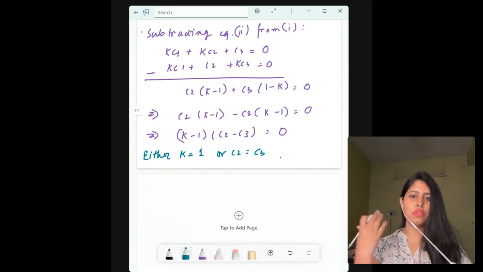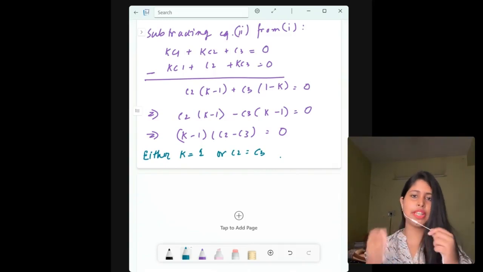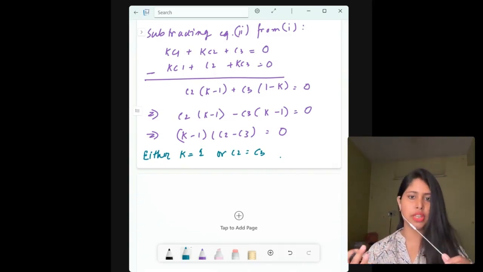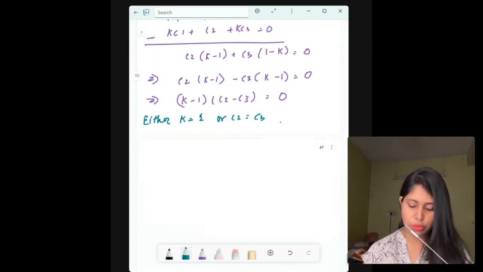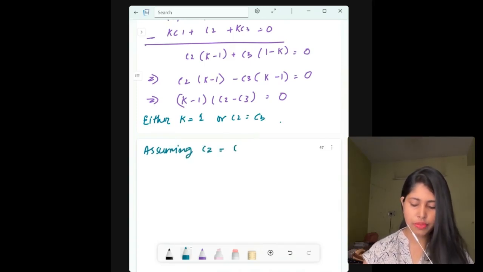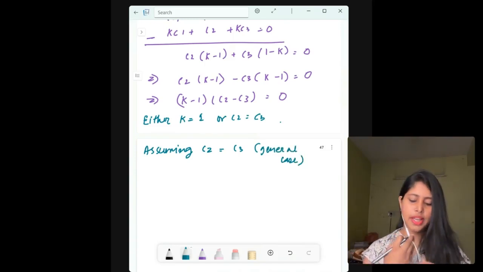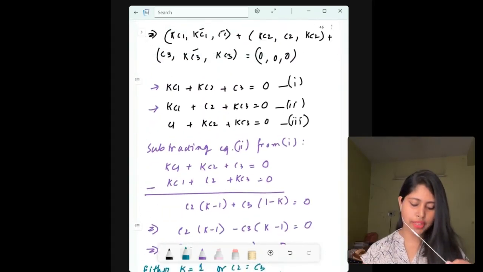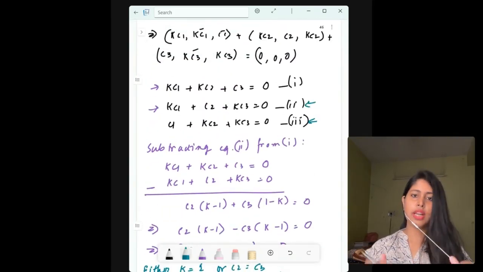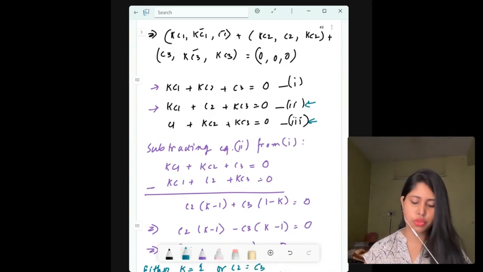So now the next case will be assuming that c2 is equal to c3, which is our general case, right? So assuming c2 is equal to c3 as our base case or general case. Okay, now if we take this to be a general case, then we can again subtract equation number 3 from equation number 2, assuming that c2 is equal to c3.